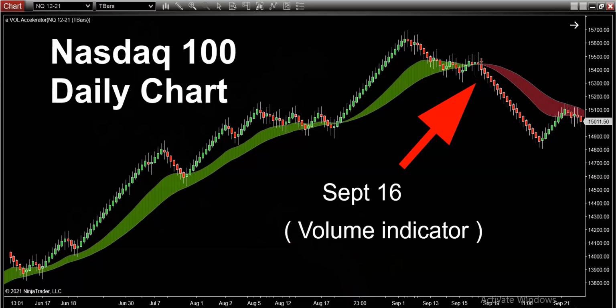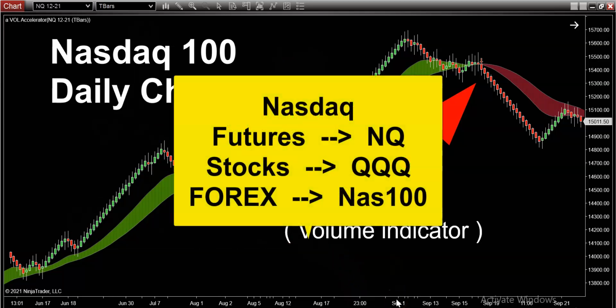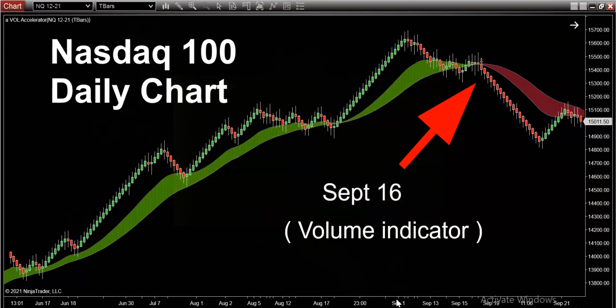And by the way, the symbol for the Nasdaq, as you know, for you futures traders, is NQ. For you stock traders, it's QQQ. But for you Forex traders, it's NAS 100. If you're actively day trading Forex, wow, you're doing yourself a huge disservice if you're not looking at the NAS 100. Fire it up right now. It's clocking in at about 900 to 1,000 pips a day. Yes, you heard me say that correctly. 1,000 pips a day.